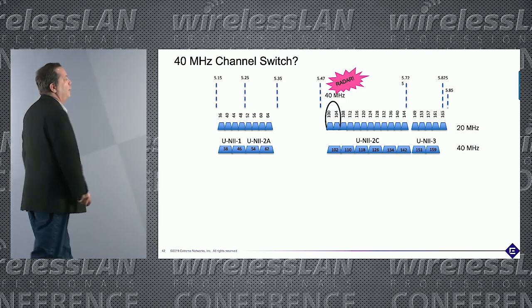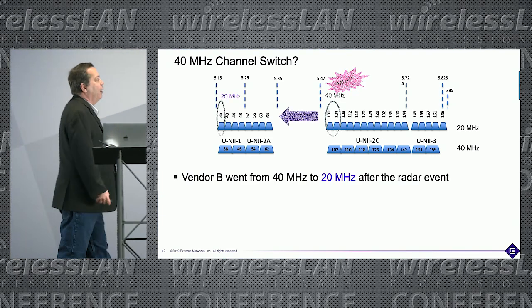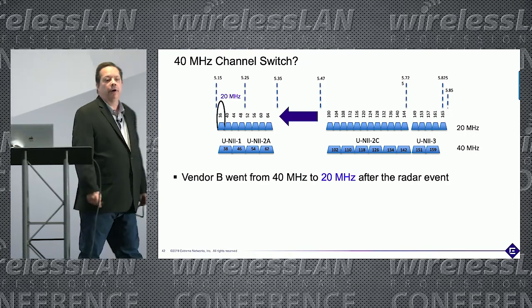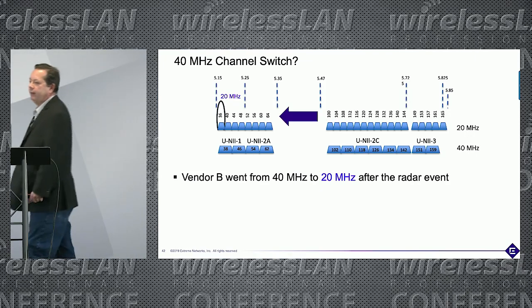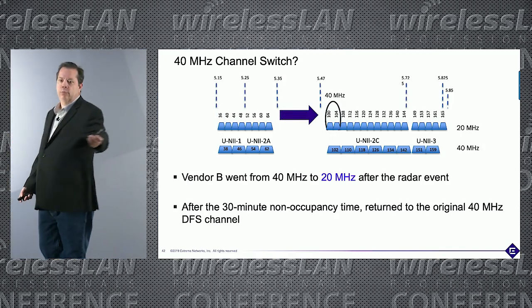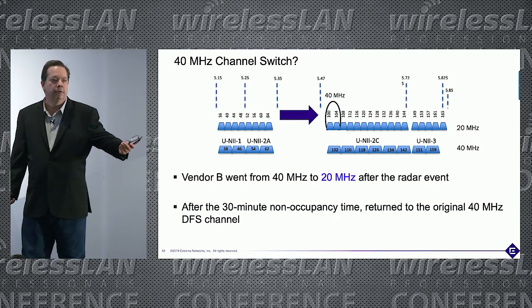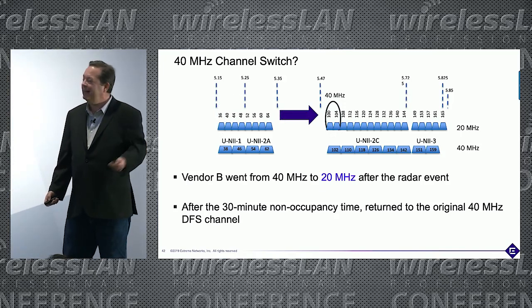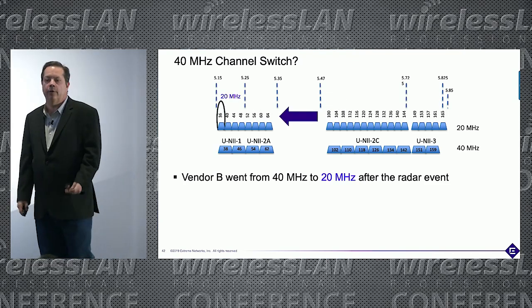This vendor was on 40, but then it jumped to a non-DFS 20. And then after the 30 minutes, it went back to the 40. So which do you think is better? Well, it depends. It depends on what you're trying to accomplish.